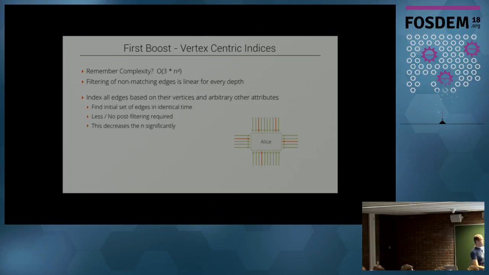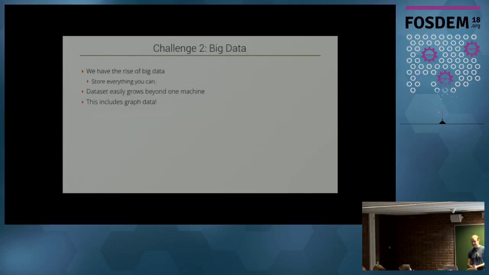So if you have this index in place, you have either less or no post-filtering required. And thereby, this decreases the n in this equation drastically. And you get kind of fast queries.